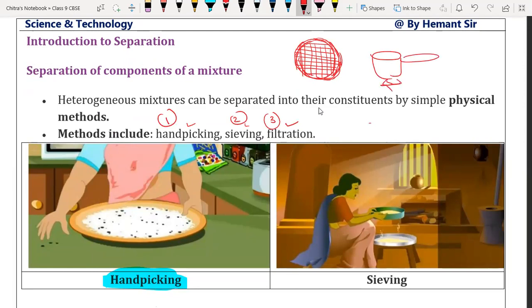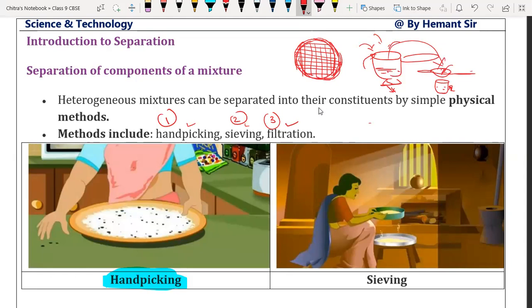We add tea leaves, then milk, sugar, then ginger, and sometimes some cloves also. After preparation of the tea, we use a tea filter. It looks like this, and here we have a cup. In the cup we get the tea, and the residue stays in the filter. So we have to separate that from the tea. Is that sieving or filtration? It is kind of sieving as well as filtration.